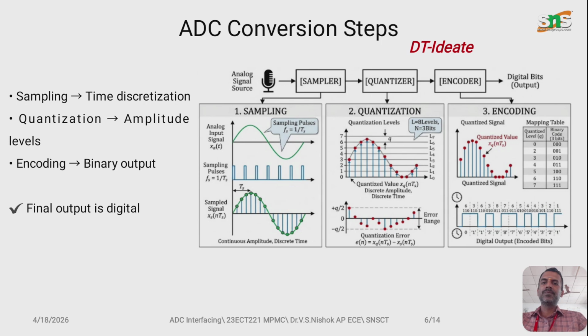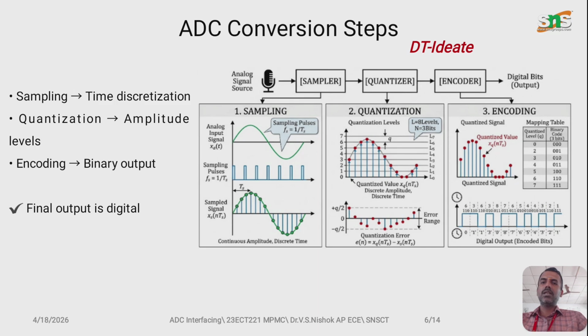and encoding. Sampling is nothing but taking the analog continuous input signal at a regular time period, and it is given for quantization. Quantization is nothing but rounding of the analog values to the nearby discrete values. That is the quantization.